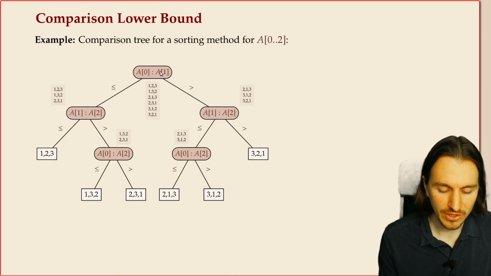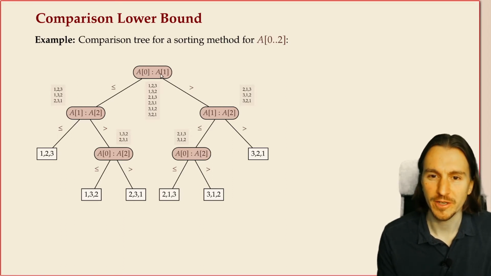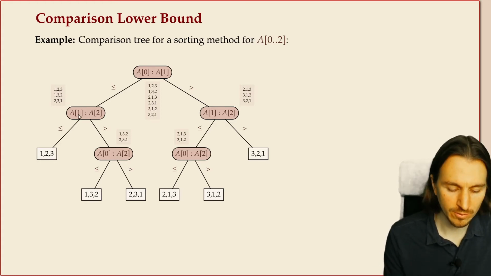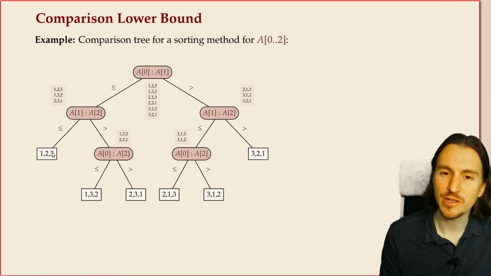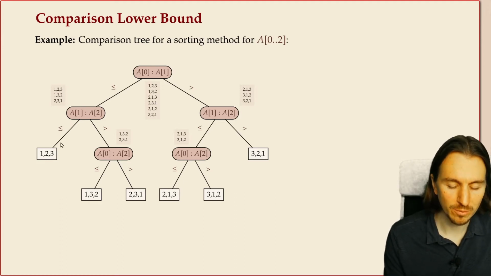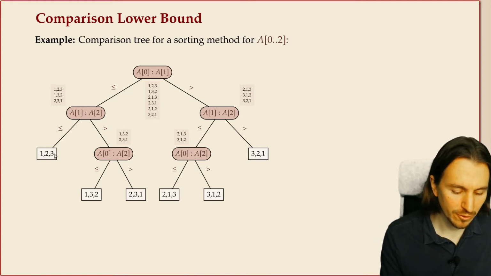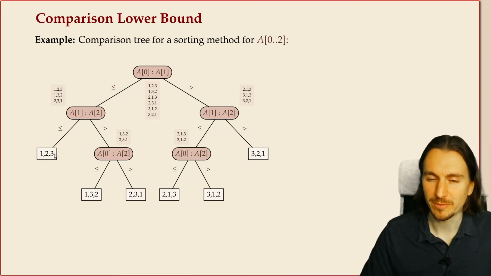Now the algorithm decides to first compare the first and the second position in the array. If the first position is smaller, it decides to make another comparison, namely the second and third. So remember, we start at 0. So if we follow this left branch, if the input is such that both of these comparisons turn out as less, then the input must have been already in sorted order. That's one of the possible outcomes.